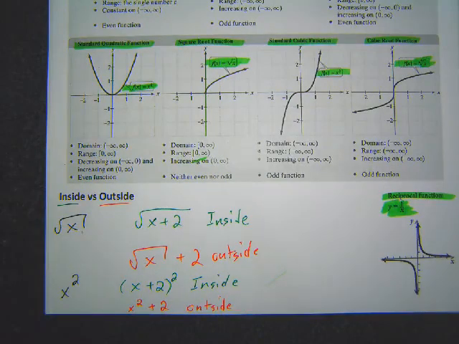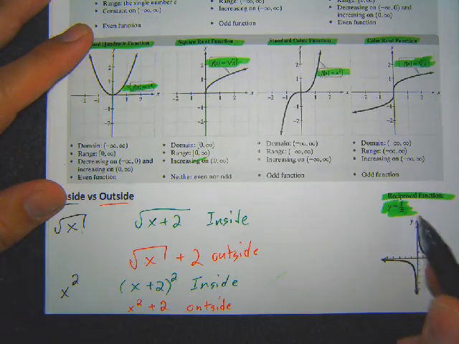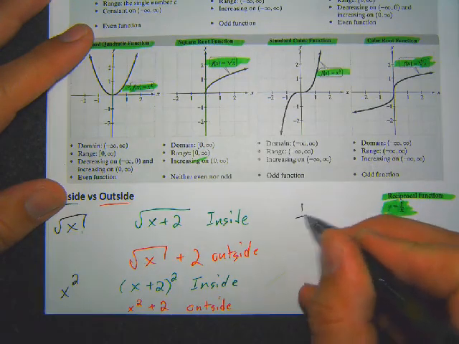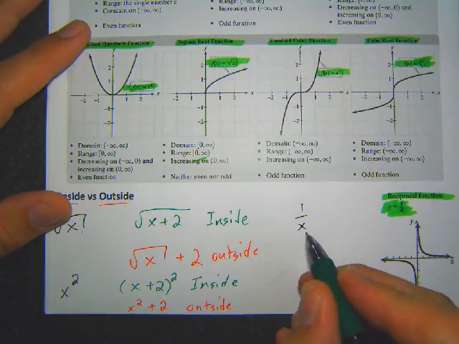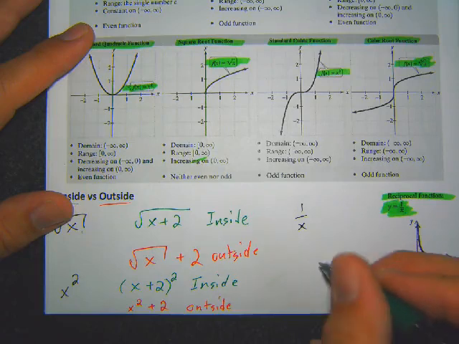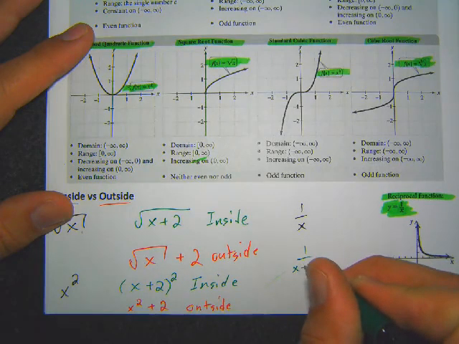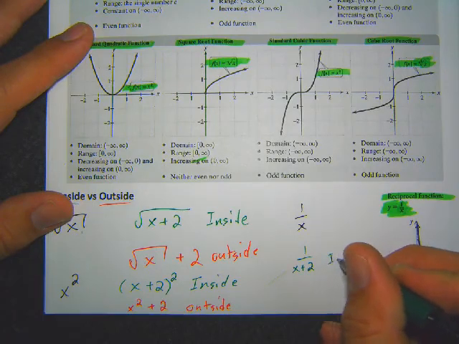One of the weirdest ones to think about the inside-outside is probably this reciprocal function. When you have 1 over x, to do inside is actually the bottom of the fraction, because that's where the x is. So the inside, I'd do something like 1 over x plus 2, where I put that on the inside of the function on the bottom, and that would be inside.